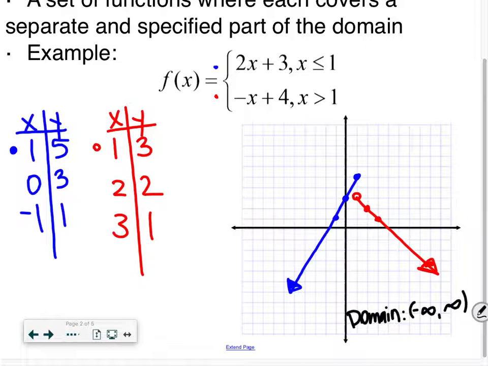Okay, take about 30 seconds to discuss the range with you and your pod. What is the range? Talk about it.